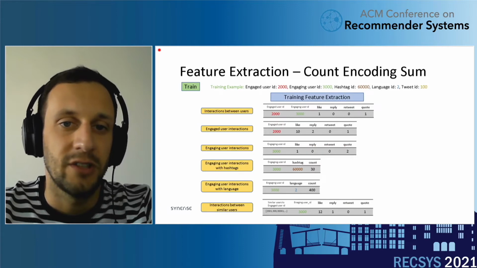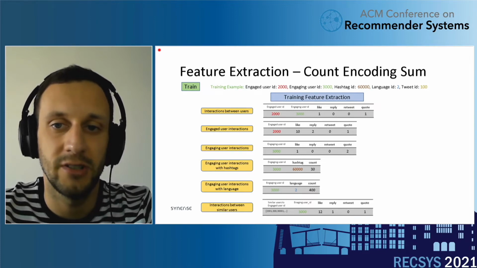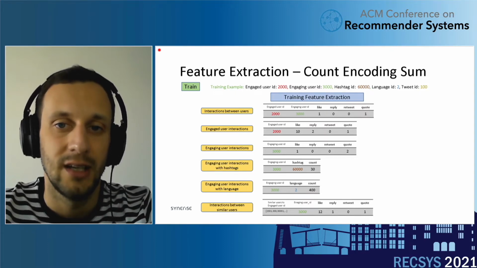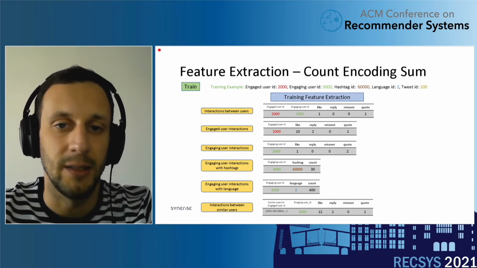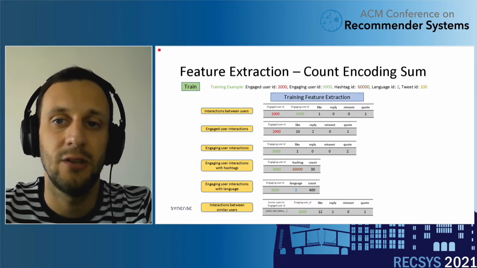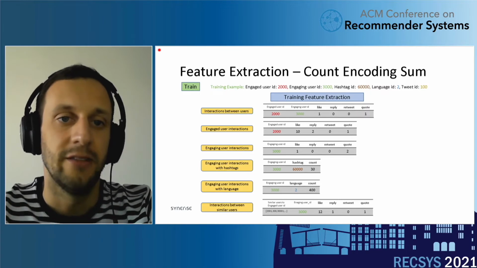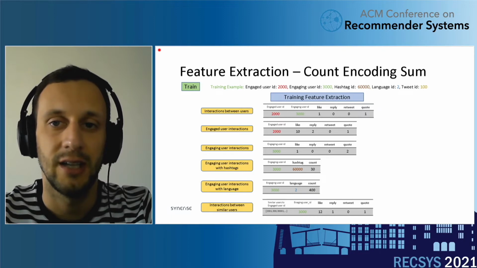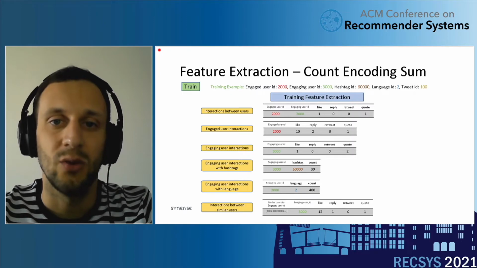The most important features of our model are based on count and target encoding sum. Here I present a simple training example of interaction features that are computed. We have an author of a tweet, engaged user ID 2000, engaging user ID 3000, some hashtag ID, language ID, and tweet ID. The example is taken from a single day-size chunk, and other days are used for counting the interactions. First, we can observe that this specific engaging user ID 3000 had 2 interactions with the engaged user ID 2000, 1 like and 1 quote.